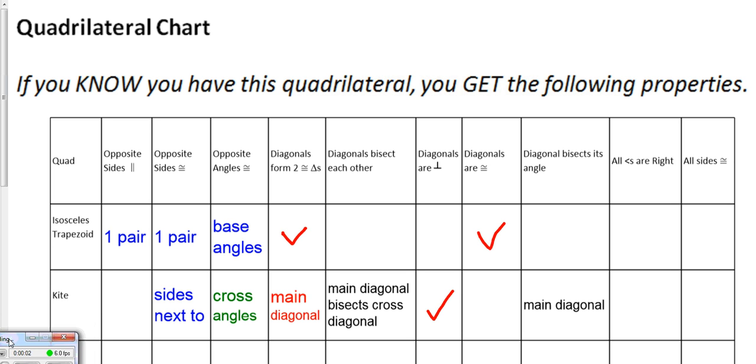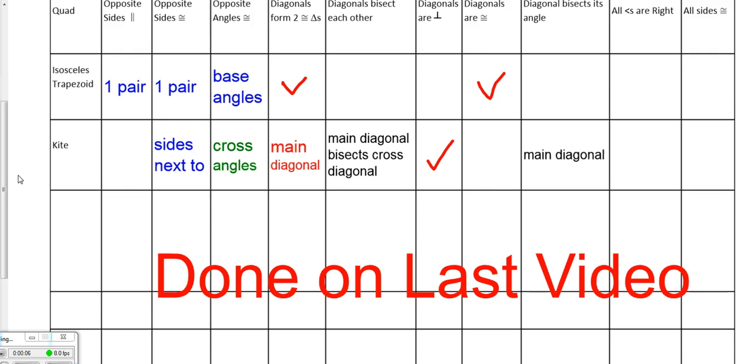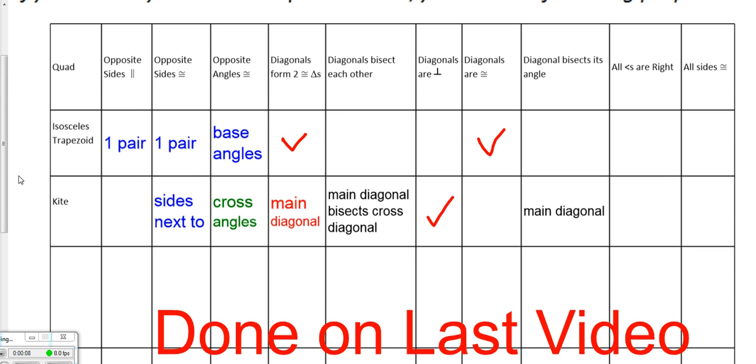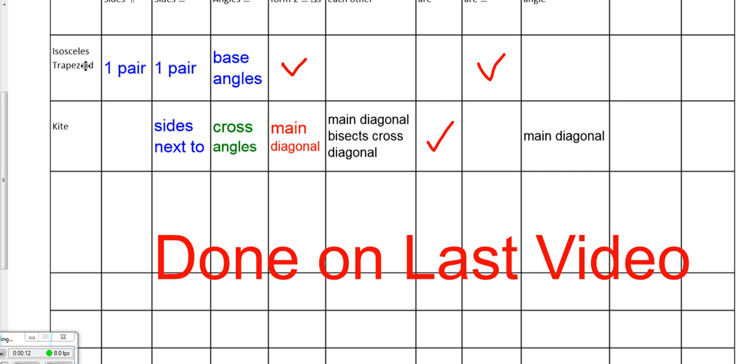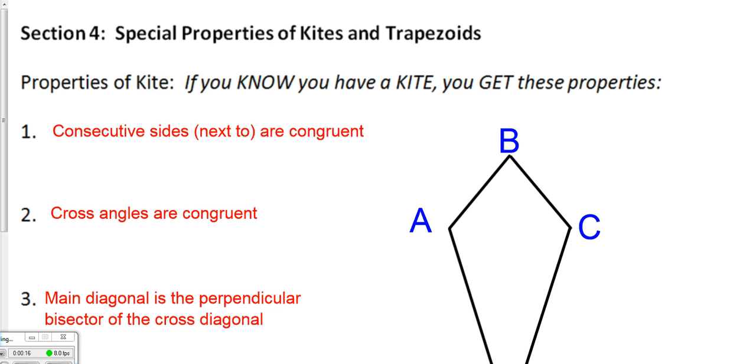At the end of section 3, we left off with this chart. This is our quadrilateral chart, kind of giving us all of the information about each of our quadrilaterals. The only two we have left to do are the isosceles trapezoid and the kite. So I'll come back to that chart after we've gone through some of these properties. So, properties of a kite.